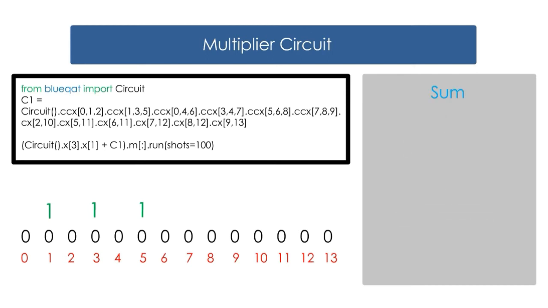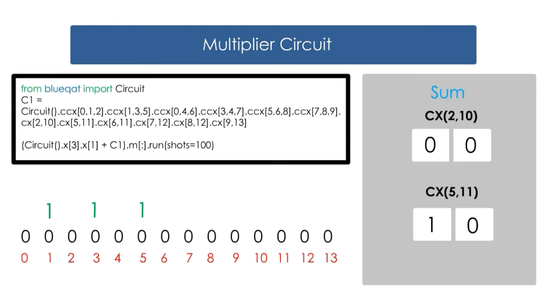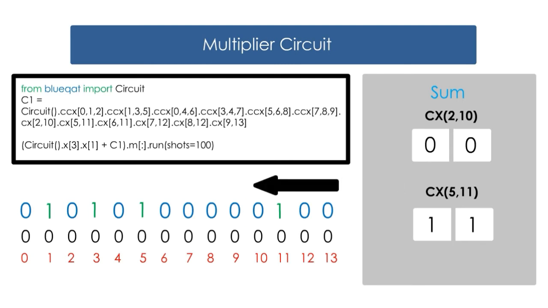Now let's look at the sum circuit. First, we will take qubits at 2 and 10. Since the controlled gate is 0, the target gate will not flip. Next, we will take qubits at 5 and 11. Since the controlled gate is 1, the target gate will flip to 1. Again, the rest of the sum circuits are equal to 0, because the controlled gates are equal to 0, and the target gates will not flip. The output we get is 0010.